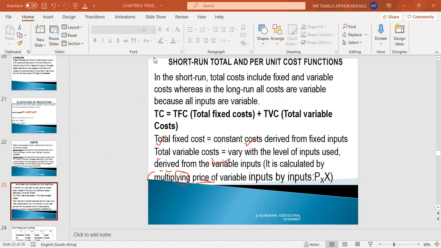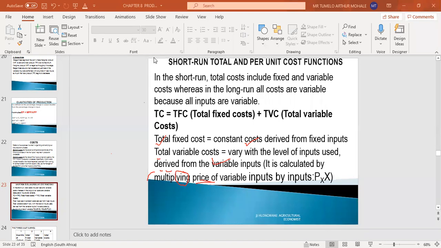But then we also have another type of cost, which is called total variable. So the total variable costs are the ones that vary throughout the production period, such as the wages and salaries of your employees. So these are the costs that your company incurs. And then they might vary according to the revenue your company is making.